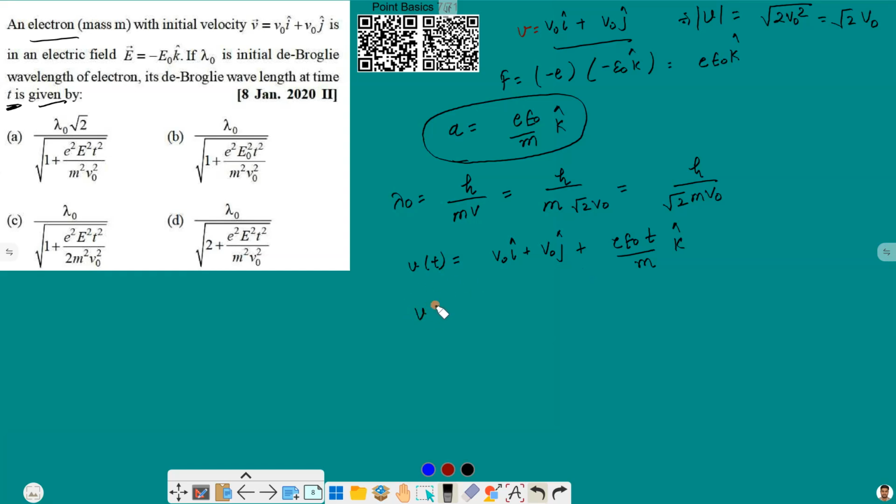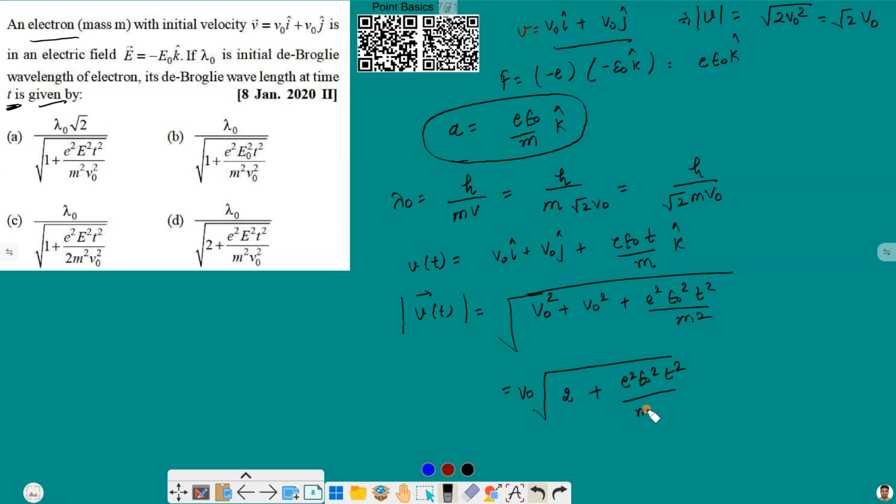So now if I take the modulus of Vt, what will I get? I will get the square root of V naught square plus E naught square T square by M square, and whole under root. Now this can be written like this: if I take V naught common, I will get 2 plus E square, E naught square, T square by M square, V naught square.